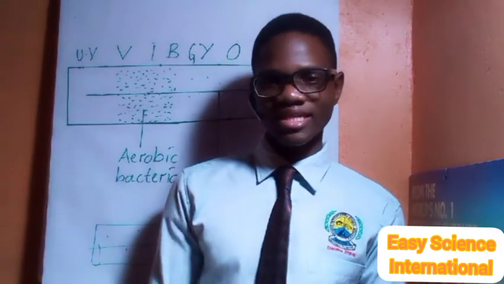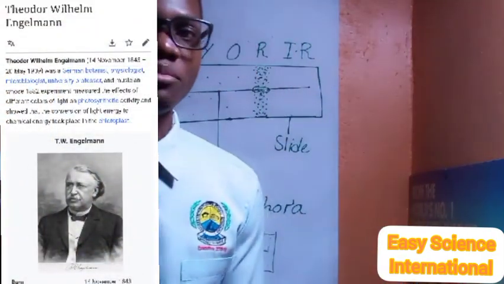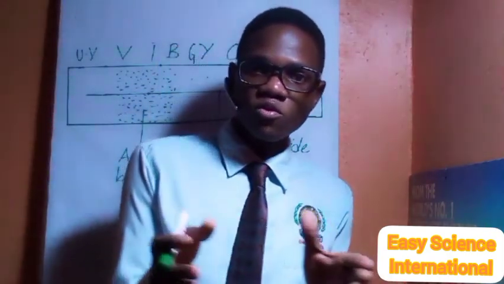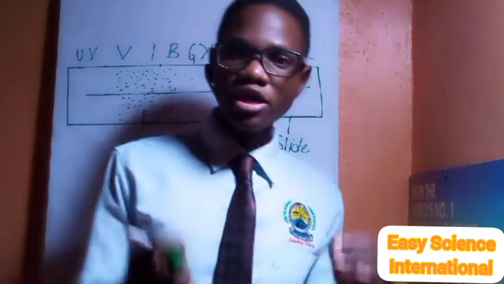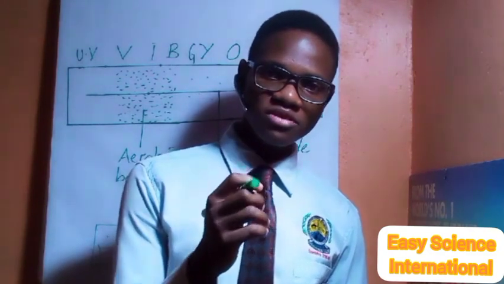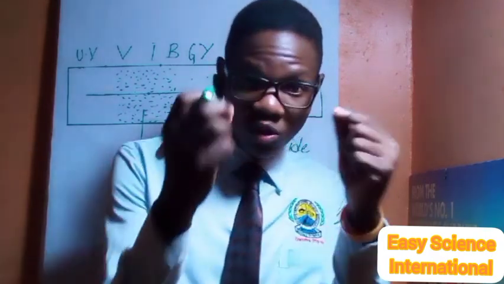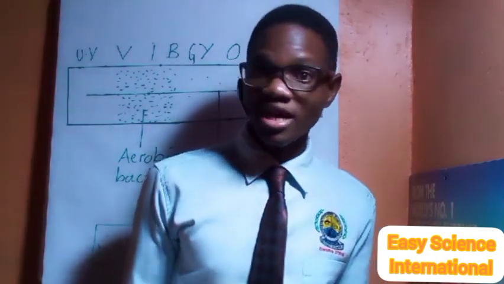So basically, that is the experiment which was put forward by a man known as Engelmann, and we named it after him. It shows us how different wavelengths of light stimulate the process of photosynthesis. So he used motile bacteria because these bacteria, being aerobic, will be attracted to oxygen. He can't see oxygen with his naked eyes, the way you can't see infrared light with your naked eyes.